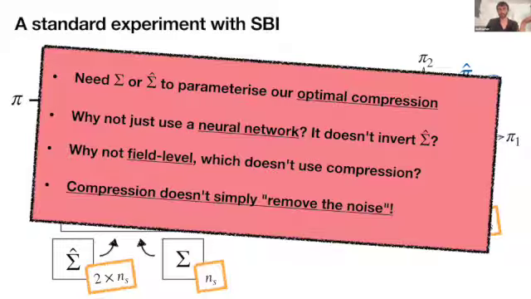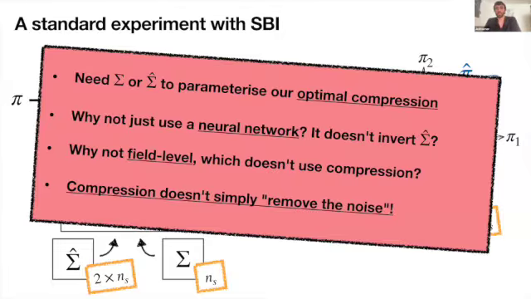And also, why not use field level, which doesn't use compression? Don't compress our statistics, just fit a generative model to it because we've already simulated them. You can do this, but actually you're not escaping the effect of covariance matrix estimation there. The problem here is not actually the data compression, it's the fact that you don't know your data covariance here. So you're not technically avoiding that in this case, and you still have the same number of simulations here. And compression doesn't simply remove the noise in this noisy data covariance, and your posterior truthfully is inflated by your ignorance of the true data covariance here.